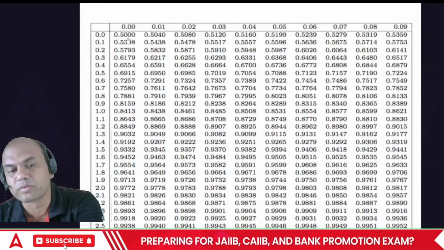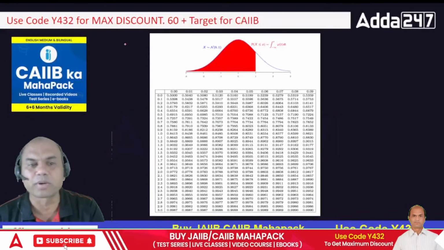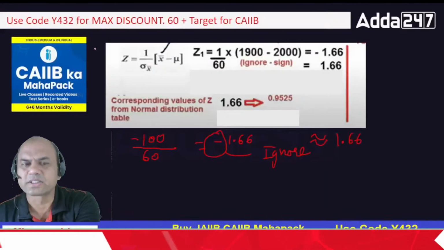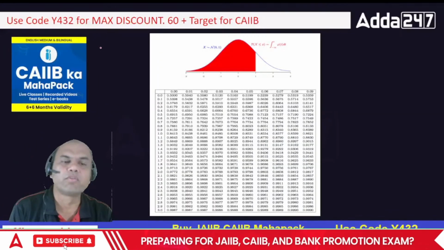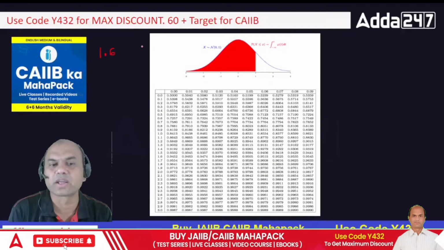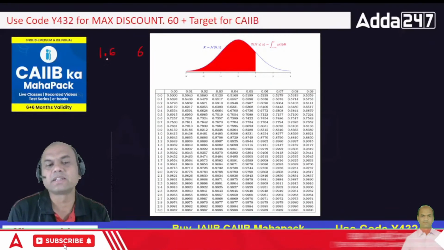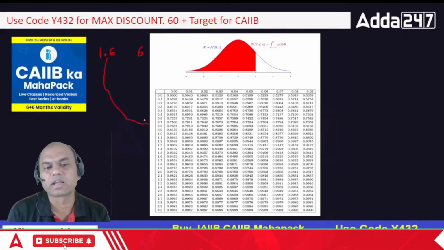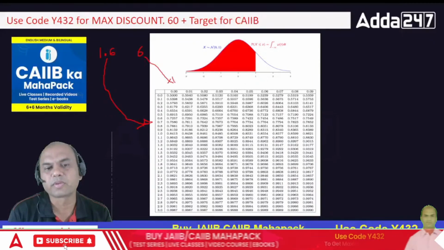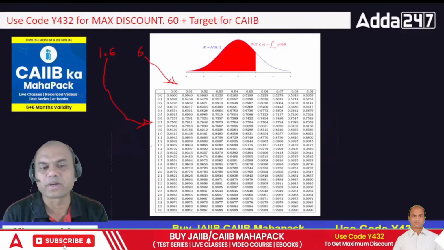Here what you do is you first divide this 1.66 into two parts. 1.66 only. Okay. So now 1.6 you do it first, and this 6 you take it later. So this 1.6 will go on the vertical column and this 6 will go in the horizontal row. Okay. So now find out 1.6 over here.